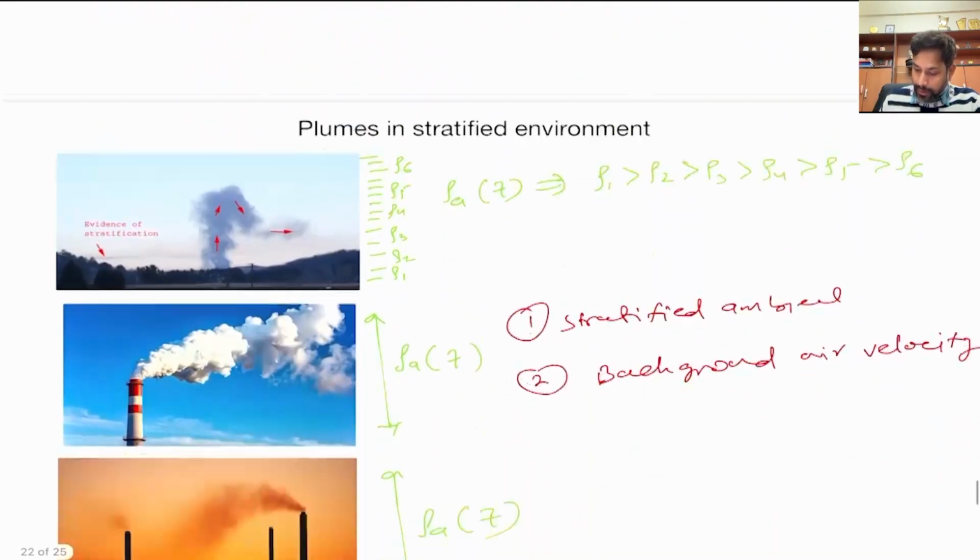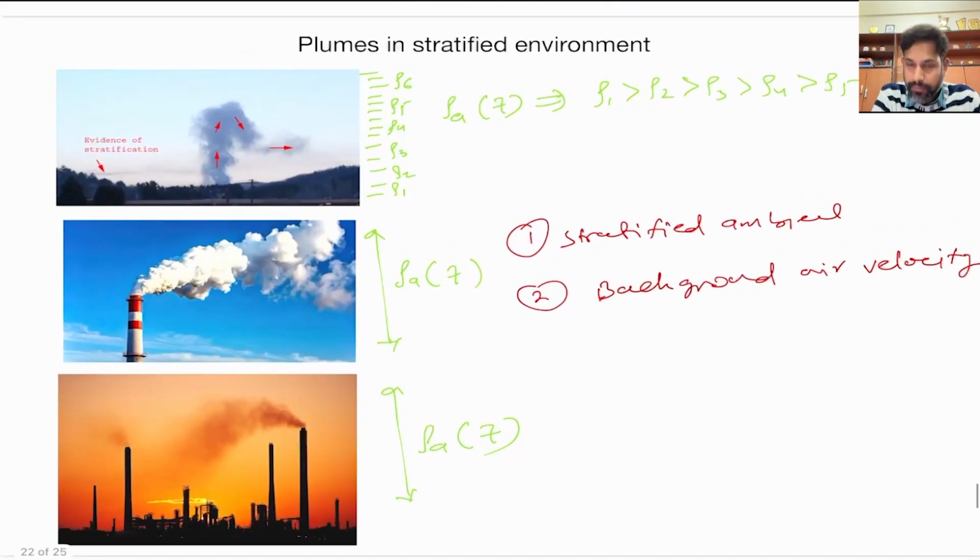So when it decreases with height in a stratified medium, there will be a point in the vertical direction when the plume density becomes equal to the ambient density. When it becomes equal to the ambient density, the plume will not be able to go further up, rather it will try to flow sideward, or it might in fact come down, as you can see in this case. Here it is coming down, here it is going horizontally sideward, and in this case as well it went up and is coming down. These are all happening either because of stratified ambient or background air velocity.